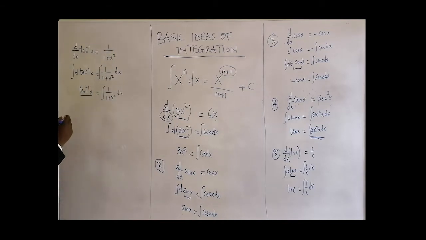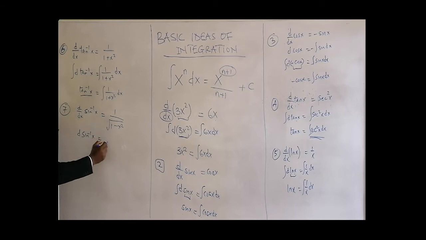Another one again, that's number 6. Let's take another one, number 7. I'll just take one more. The d/dx of arcsin x. The derivative of arcsin x is 1 over the square root of 1 minus x squared. So d(arcsin x) equals what? Multiply both sides by dx. So we have 1 over the square root of 1 minus x squared dx.